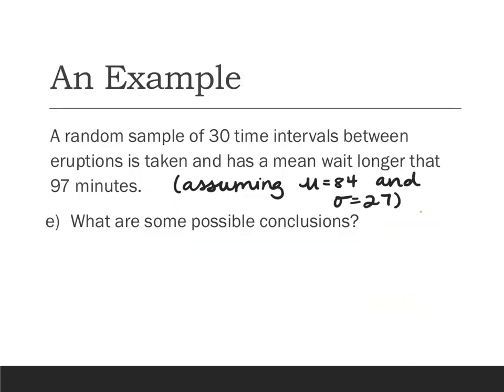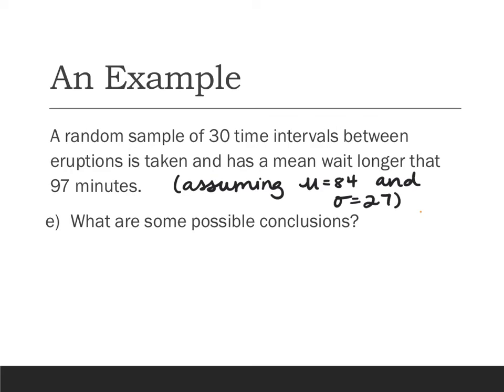Okay, so this last question, part E, still dealing with the same setup as our previous problems. So assuming that we have a mean of 84 minutes and a standard deviation of 27 minutes, let's say that we take a sample of 30 time intervals and we find the mean, and that mean wait is indeed longer than 97 minutes. What are some of our possible conclusions?